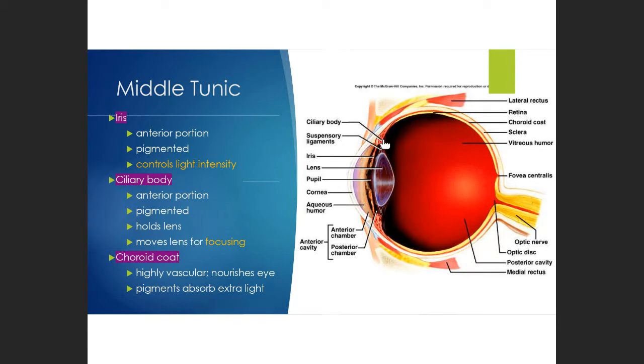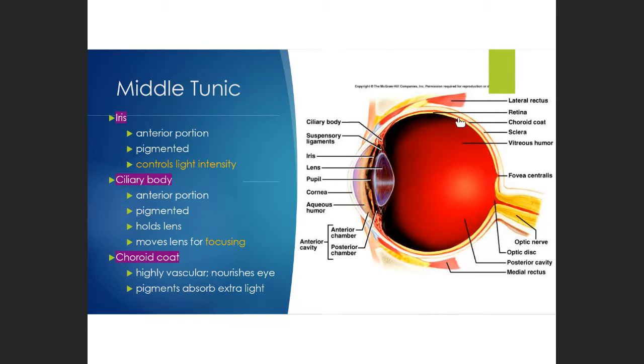The ciliary body is actually a muscle. What the ciliary body does is hold the lens in place, and it attaches to the lens by these suspensory ligaments. So we have ciliary body, suspensory ligaments, lens. And actually the lens is kind of the inner tunic, so we're getting ahead of ourselves there. But the ciliary body is what moves the lens back and forth or stretches it up and down for fine focusing.